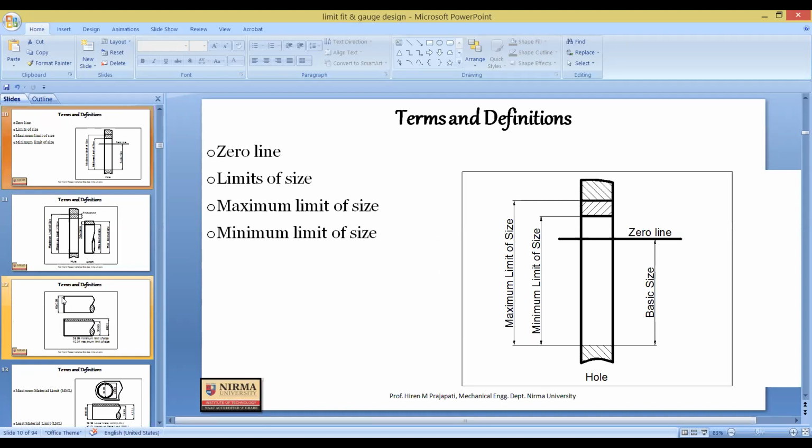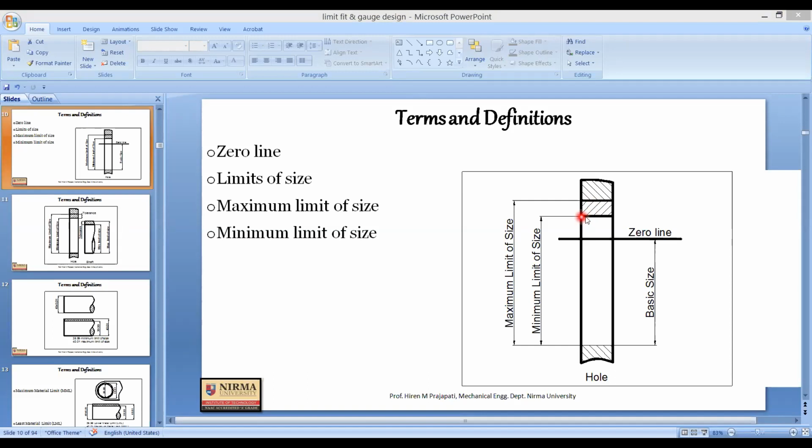Then the zero line is the line drawn which indicates the basic size, so that is our reference line. Limits of size means we have given some variation in the dimension. So here you can clearly see in this drawing the allowable variation in the size of the hole feature.